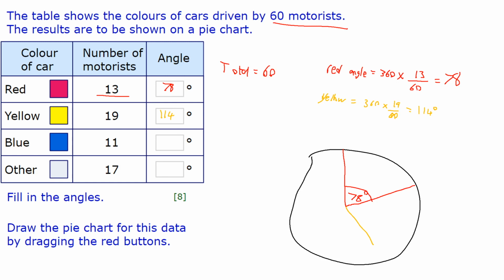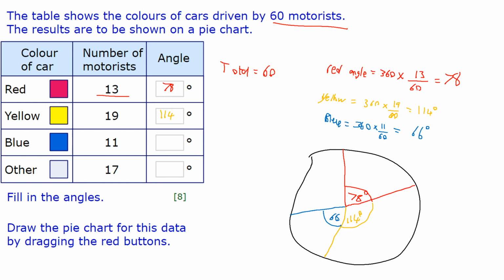It will look something like this, I'd say. No, wait, that's definitely acute. I'd say it looks something like this. Yeah? 114 degrees, okay? The next one is blue. So let's put blue is equal to, you guessed it, 360 times 11 over 60. Plug that into our calculators. We get 66 degrees. So let's put that in. It's going to look roughly something like this.